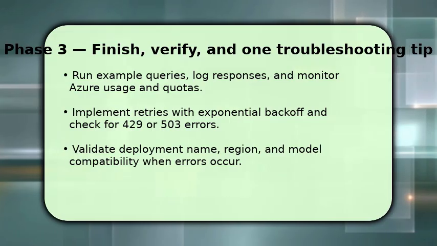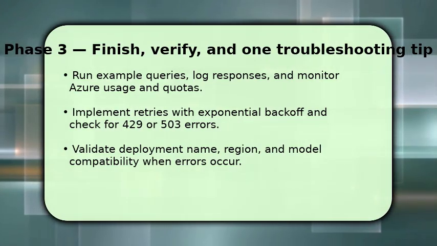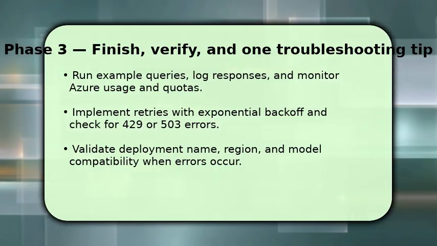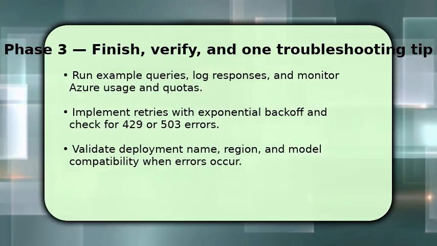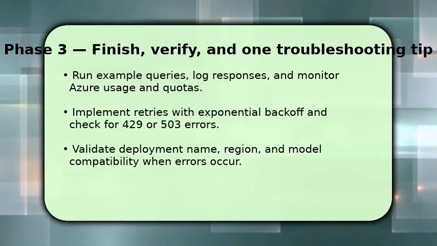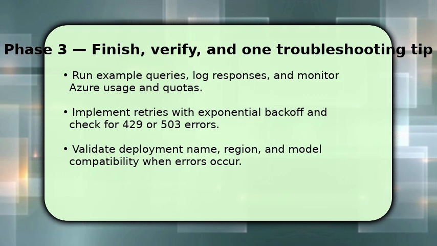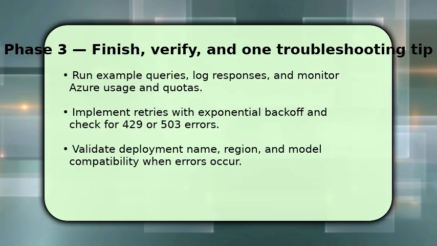If you hit rate limits or transient failures, implement exponential backoff and retries, and inspect HTTP 429 or 503 codes. Also confirm the deployment name, region, and model version match what you configured in Azure. Mismatches cause silent failures. Key troubleshooting tip: if responses are missing or malformed, verify the endpoint and API type environment variables.